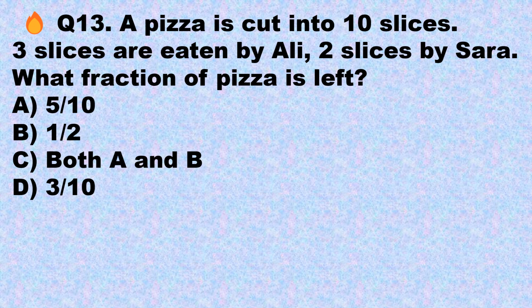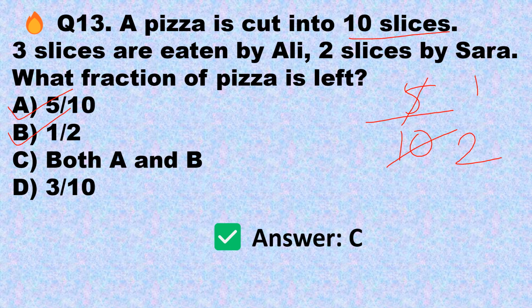Next question. A pizza is cut into 10 slices. 3 slices are eaten by Ali, 2 by Sarah. What fraction of pizza is left? So total how many pieces were there? 10 pieces were there. Okay. 3 were eaten by Ali, 2 by Sarah. So 5 by 10 total left. Right? So option A is your correct answer. Again, we can write this 5 by 10 as 1 by 2. Right? So option B is also a correct answer. So we can say both A and B are the correct answers.